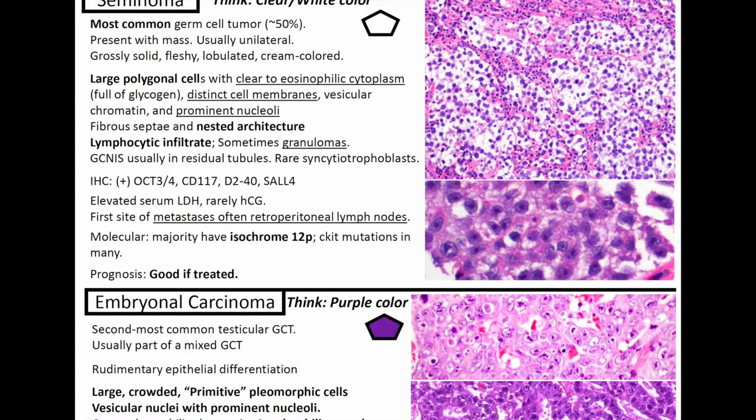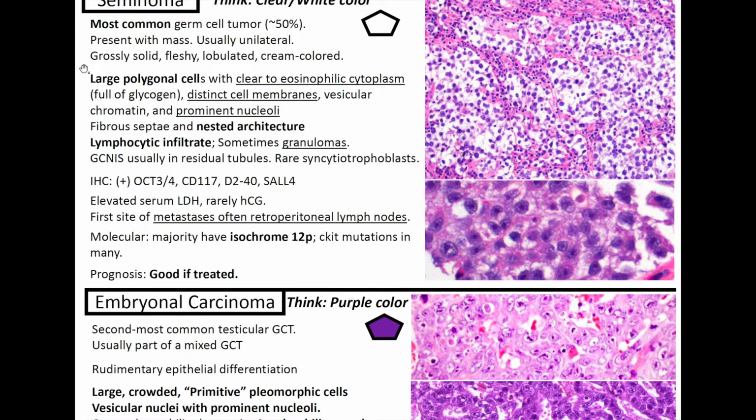Rarely you can see syncytiotrophoblasts, so as you would imagine, you could have some elevation in the serum HCG or even some staining with HCG if you were looking for a choriocarcinoma component, because seminomas rarely can have syncytiotrophoblasts in them.